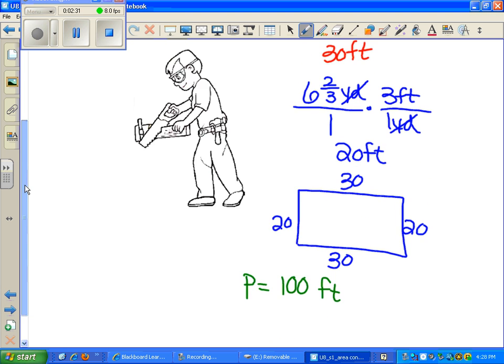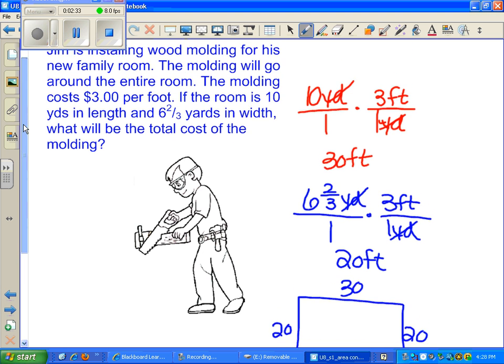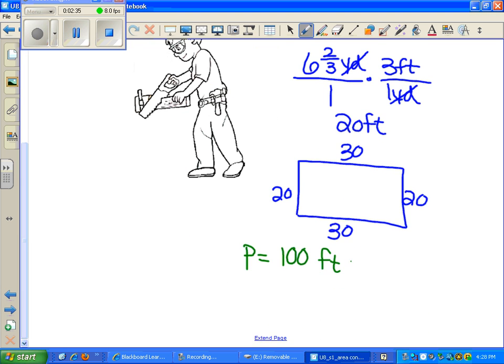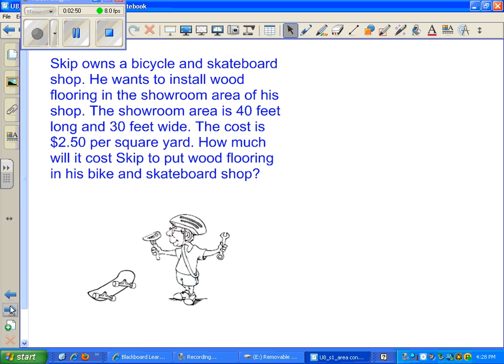I know from the beginning of the problem that it costs $3 per foot. So I'm going to multiply this by $3, and I end up with $300 as my solution. So it's going to cost me $300 to put molding around this room. So there we go. Let's look at another one.